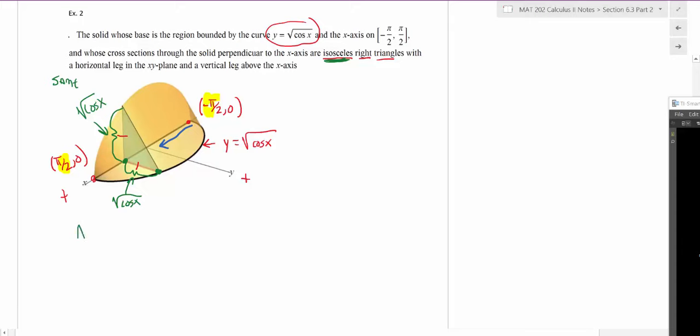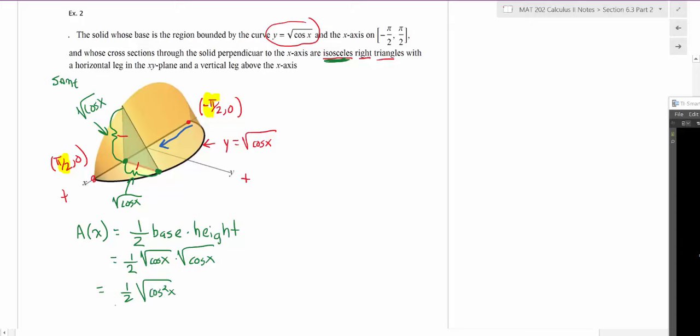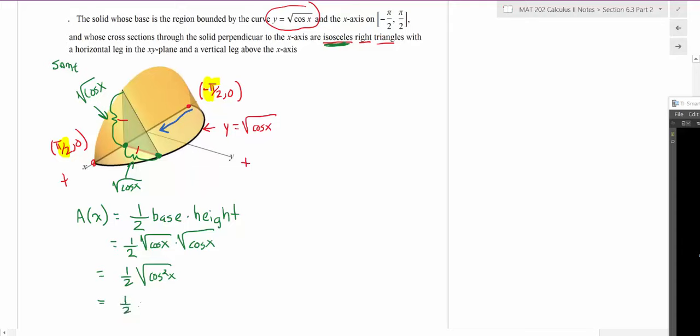So our area function that we're interested in integrating, on a triangle, remember, is 1/2 the base times the height. Since this is an isosceles right triangle, the base and height are the same thing. So you're going to get 1/2, the base is square root of cosine x, and the height is also square root of cosine x. If you work that out, you get 1/2 times the square root of cosine squared x, which ends up giving us an area of 1/2 cosine x. So that's what we're going to integrate. That's step 1, figuring out what your area function is, and then step 2, we're going to go through and do the integral.